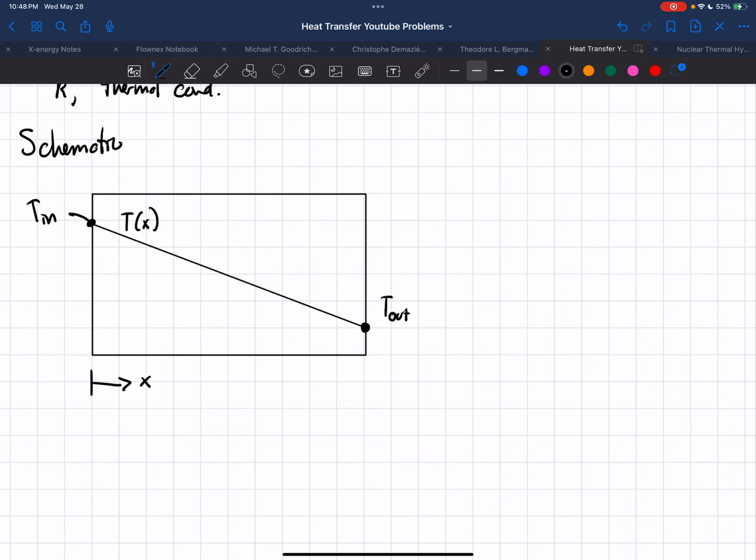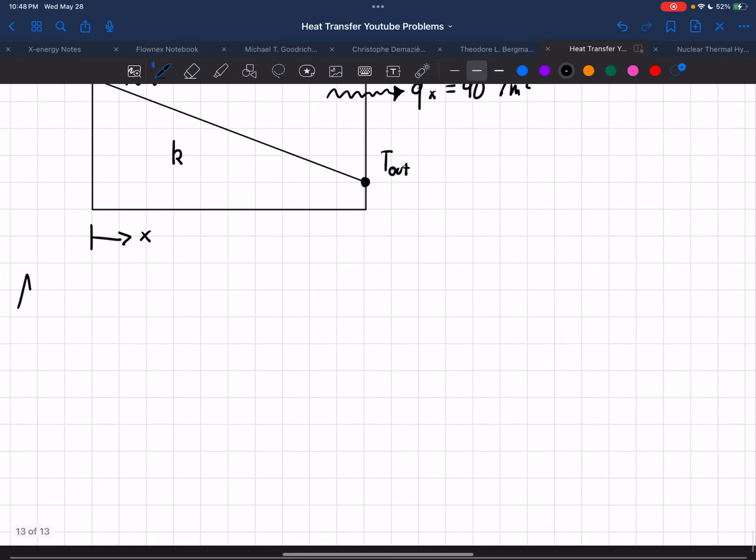I'm going to draw a little squiggly line for our heat flux, and that is q double prime sub x equals 40 watts per meter squared. And the last thing I'll write is this wood is going to have thermal conductivity k. We just don't know that yet. So that's our schematic. Let's go ahead and write down our assumptions.